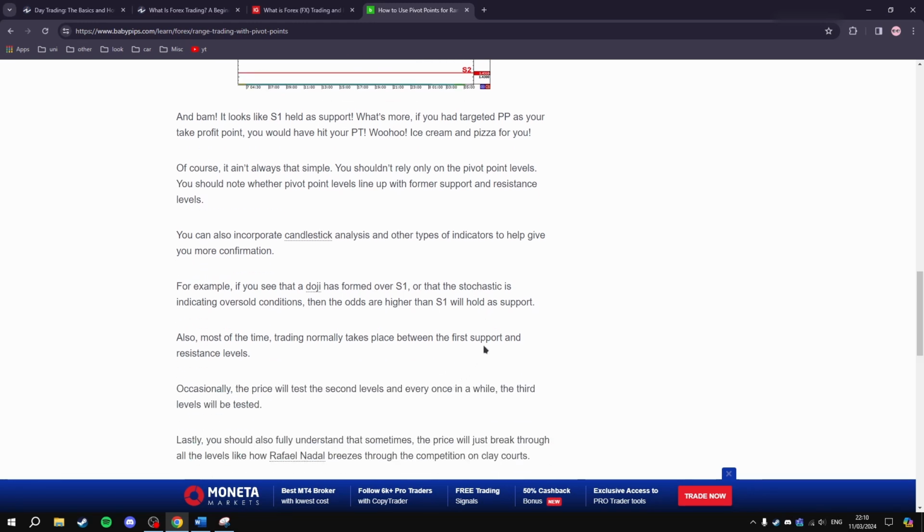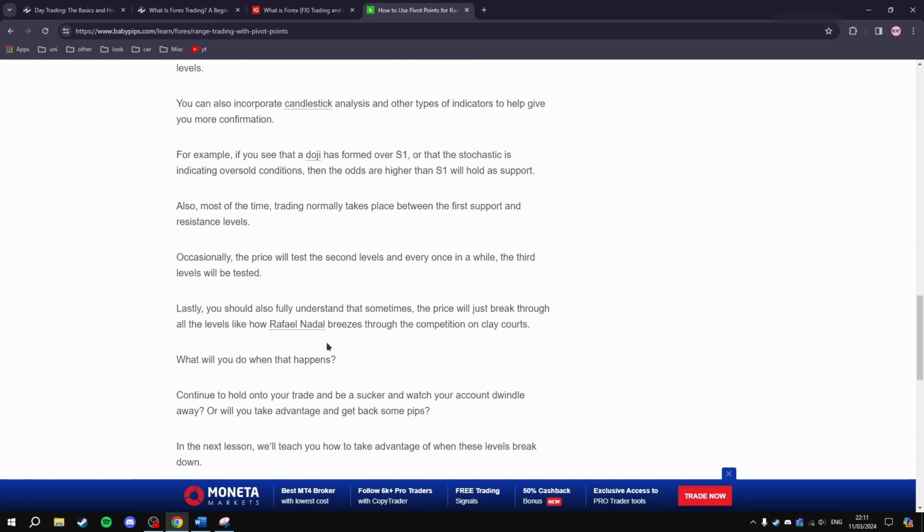Also, most of the time, trading normally takes place between the first support and resistance levels. Occasionally, the price will test the second levels, and every once in a while, the third levels will be tested. Lastly, you should also fully understand that sometimes the price will just break through all the levels, like how Rafael Nadal breezes through the competition on clay courts.